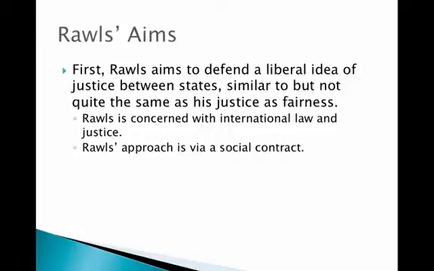First, he aims to defend a liberal idea of justice between states, similar to, but not quite the same as, his justice as fairness, which we talked about in the second week of class, when he talks about the veil of ignorance in the original position, which I'm not going to rehearse again for you. In this article, he's concerned with international law and justice, and he approaches it via a social contract. With the stuff we read a few weeks ago, he was more concerned with intra-national disputes, the standards of justice between members of an individual nation or society, whereas now he's interested in the relationships between societies. And just as the principles decided on behind the veil of ignorance in the original position were basically a social contractarian approach, he's going to use this similar approach for his Law of Peoples.